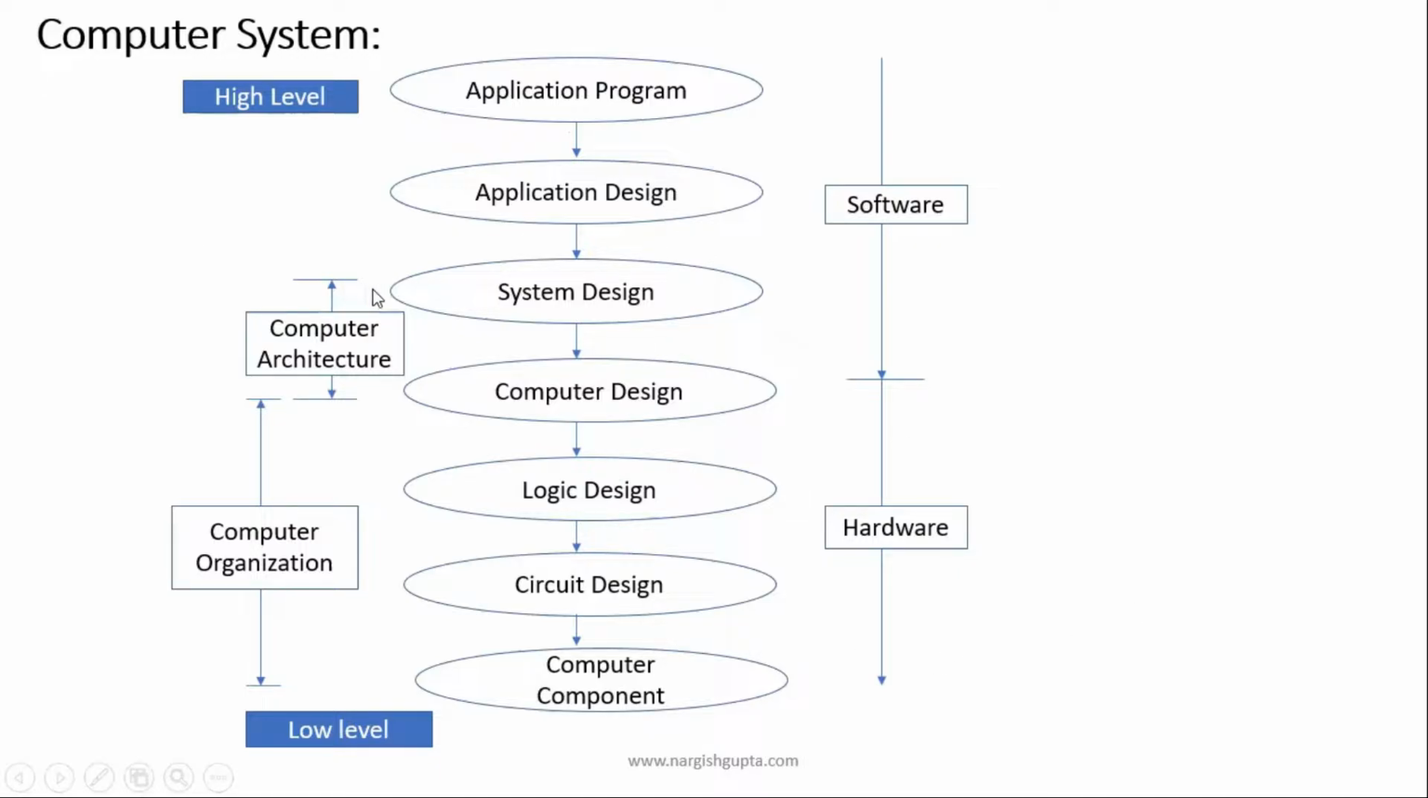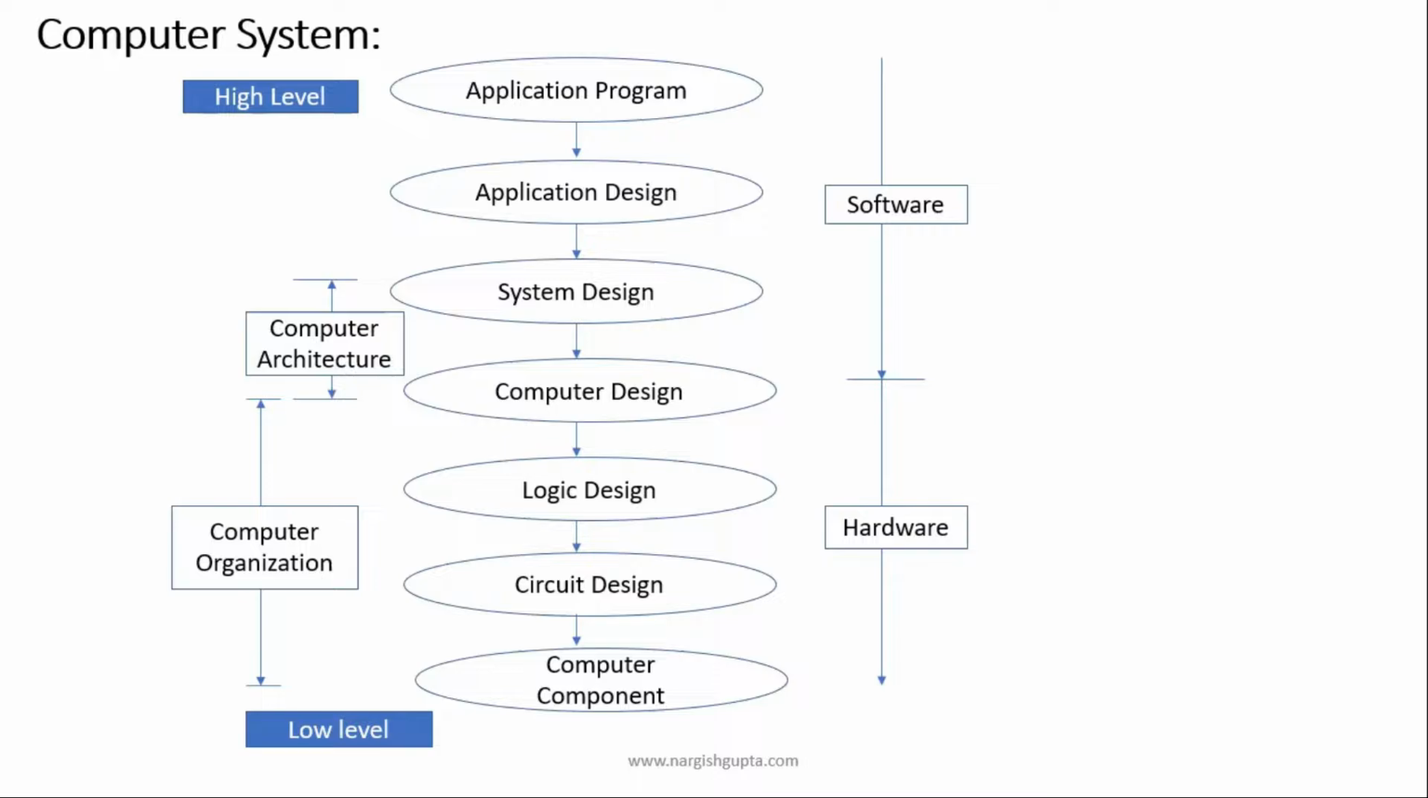Here you can notice that the part of system design and computer design comes under the computer architecture, whereas some part of the computer design, logic design, circuit design, and computer component comes under the computer organization, which is the low level. Computer organization generally deals with the structural relationships that are not visible to the programmer. For example, the clock frequency and the size of the physical memory are not visible to the programmer.